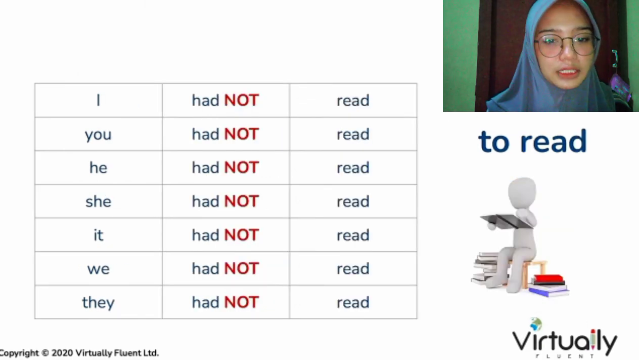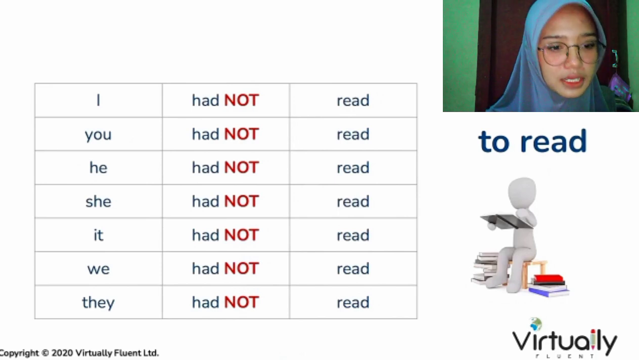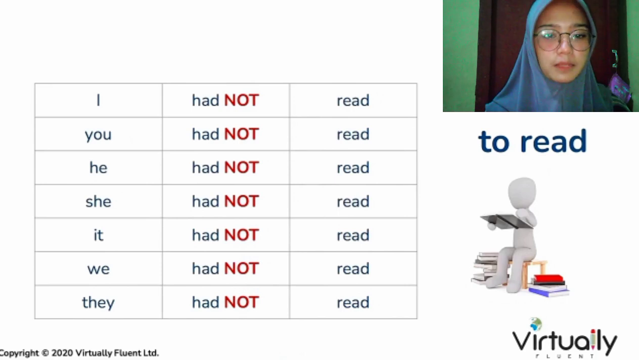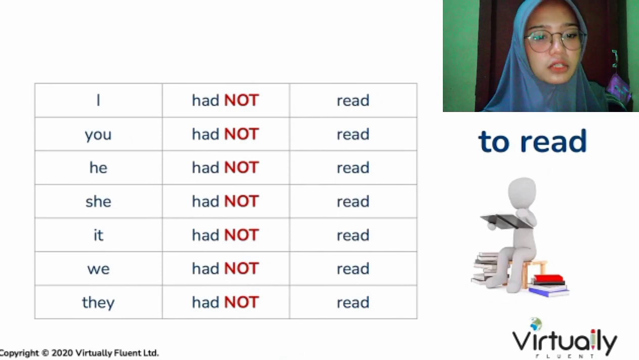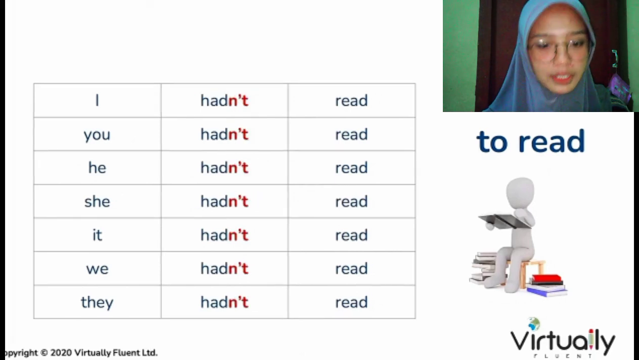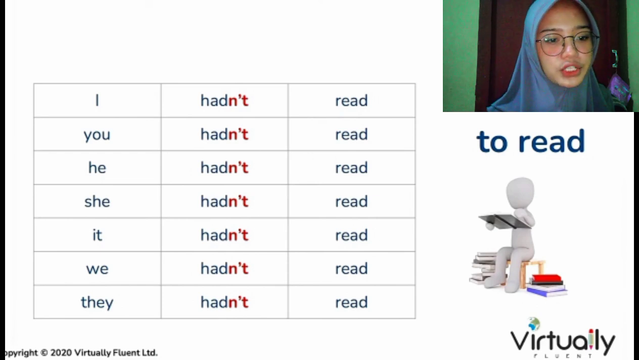Now, in the negative form, all we do is insert the word not, and this goes in between the had and the past participle. I had not read, you had not read, and we can contract those two parts together in the negative. Hadn't. I hadn't read, he hadn't read.